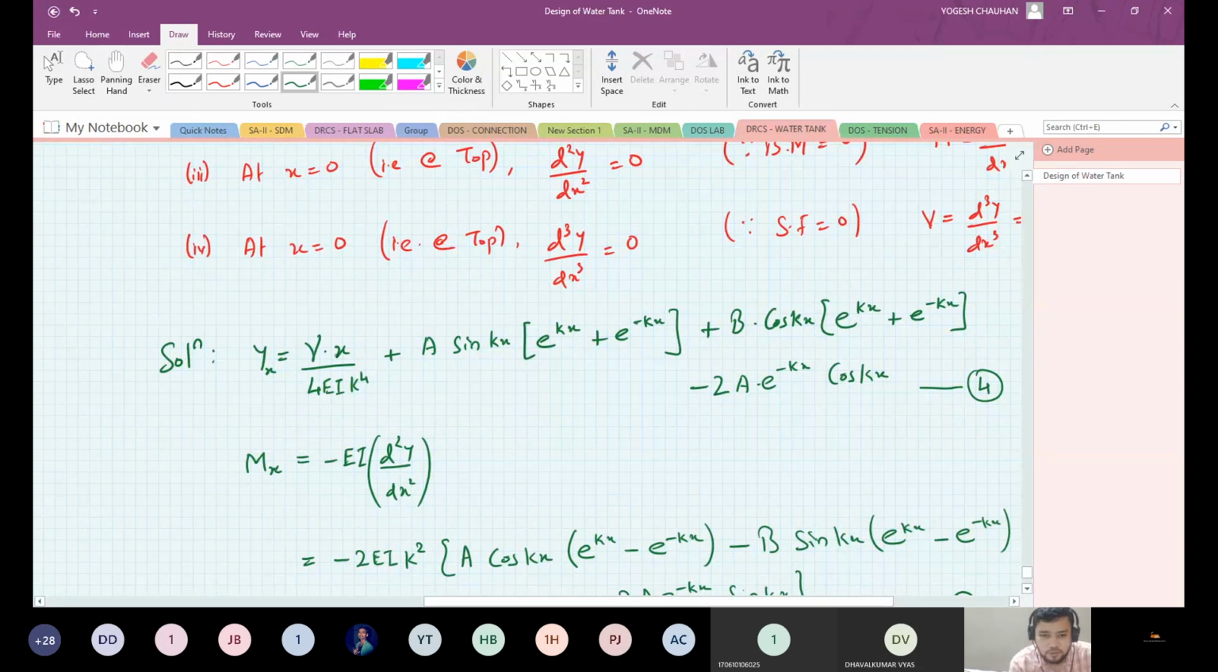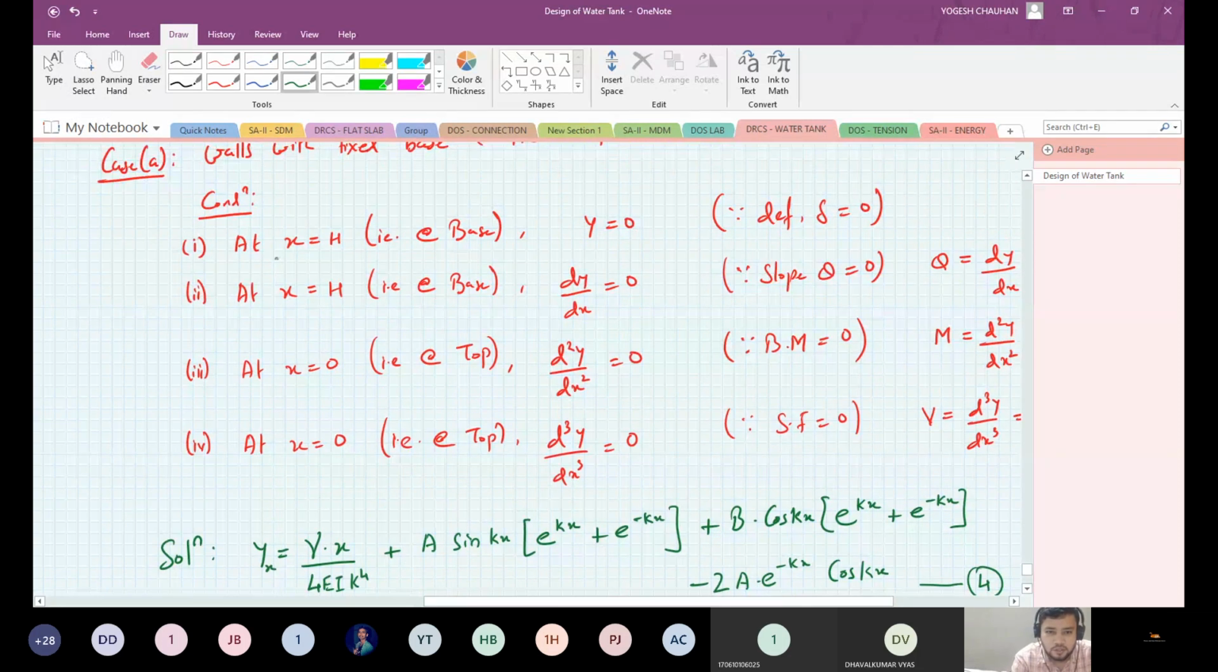Then you substitute the value of x equals h here, and you equate it to 0. You will get the corresponding expression for the first condition. In this fifth expression, you substitute the value of x equals 0, and you will get another expression. Then you differentiate the fourth expression one more time, equate to 0, and substitute x equals 0, and you will get one more expression.